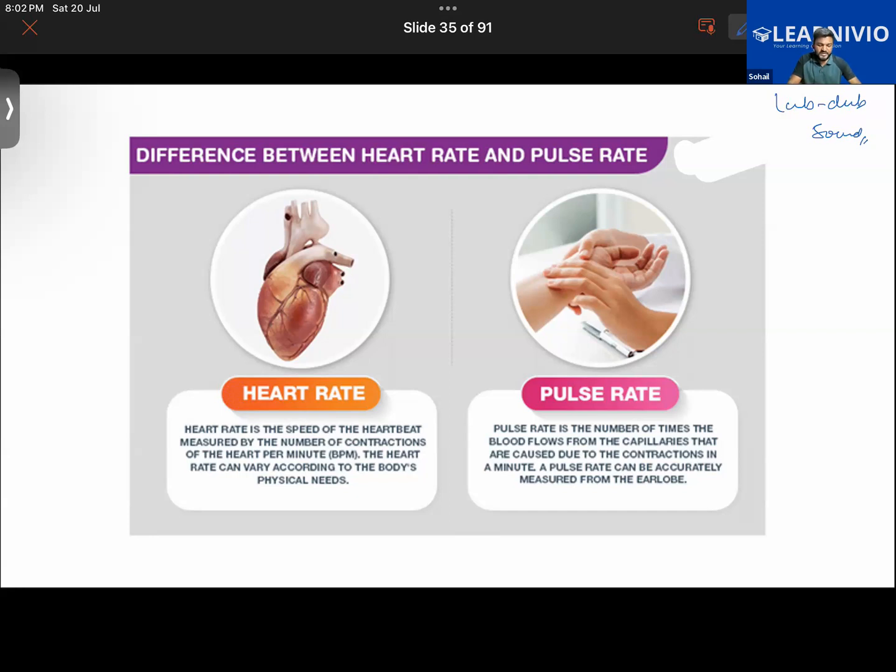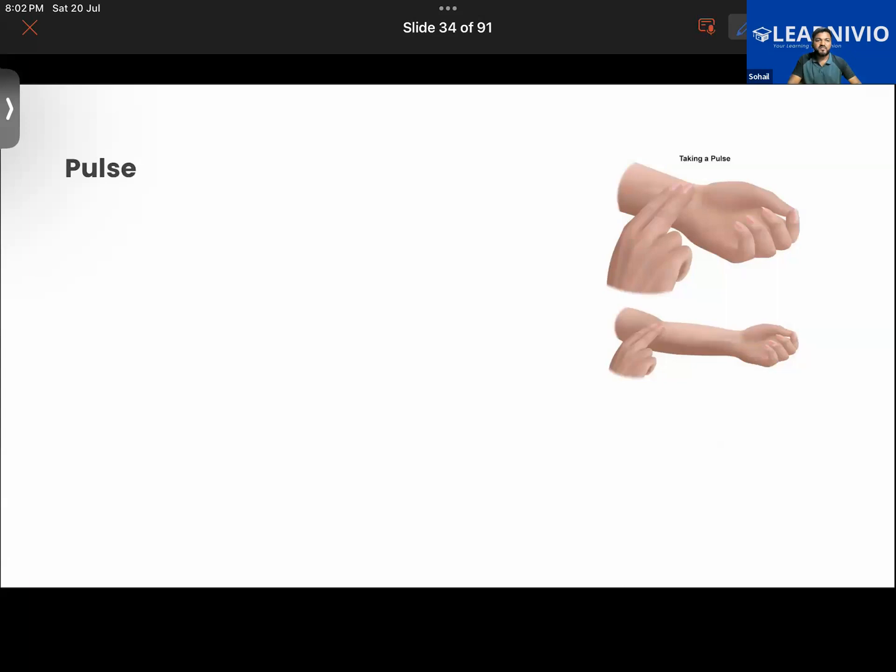So as of now, what we have learned about the pulse is that the heart would be pumping the blood into the arteries, and there would be a continuous pumping of the blood happening in the arteries. So it results in a rhythmic throbbing, which is called pulse. And the rate at which the throbbing takes place in 1 minute is called pulse rate. You guys understood this now?